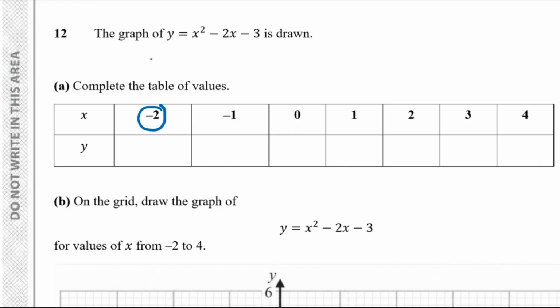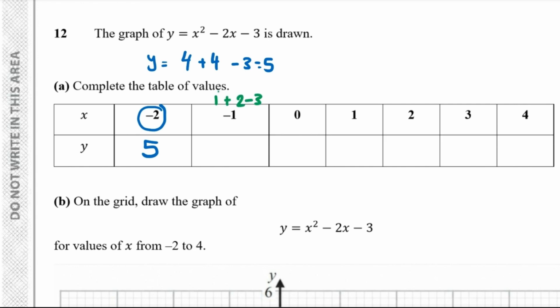That means for every x, we need to make this equation: minus 2 to the power 2 is 4, minus minus is plus, and then minus 2 times minus 2 would be plus 4, and then take away 3. That means 8 take away 3 is 5. So we're going to do the similar here for each one. So this is 5, and then for the second one, when x is minus 1, we say minus 1 squared is 1, minus 2 times minus 1 is plus 2, and then minus 3.